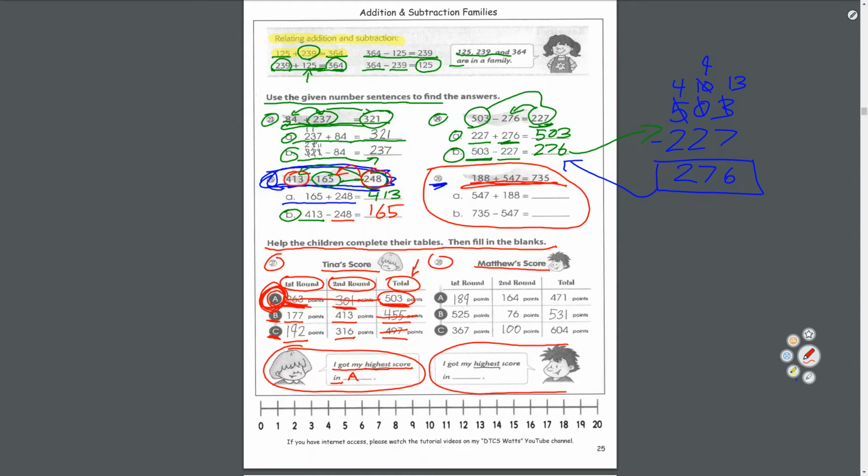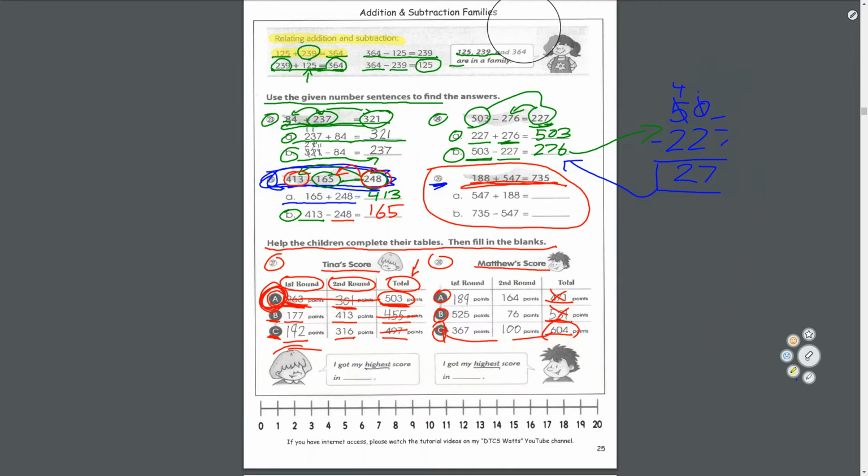Now, Matthew down here, he's asking the same thing. I got my highest score in blank. So, A, B, or C, what's his total points? 471, 531, 604. What's the biggest number? 604. And that was game C, so we just got to write C. Okay, that one's just about reading a table and knowing which number is the biggest. Okay, not too hard.